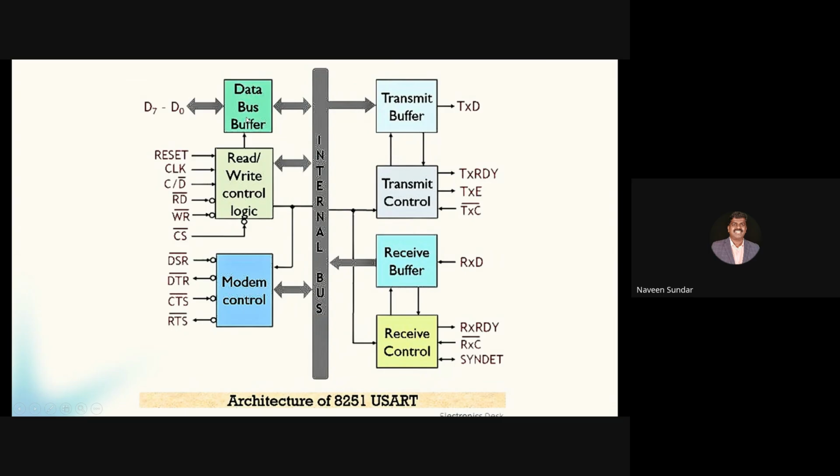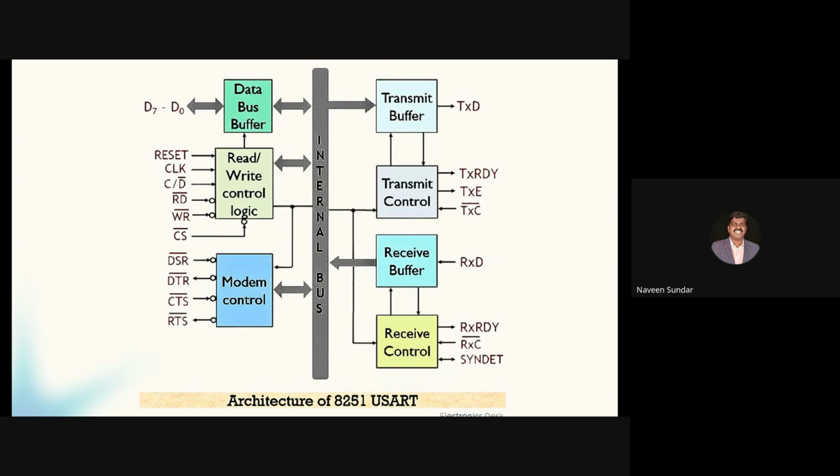Mainly here we have RD bar. As you know, the CPU reads the data from the 8251 chip through read. When the value is low, that means zero, the read will be active. Similarly, WR bar is where the CPU writes the data or control to the 8251, and here also it is active when it is low. So that's why we have given the bar.